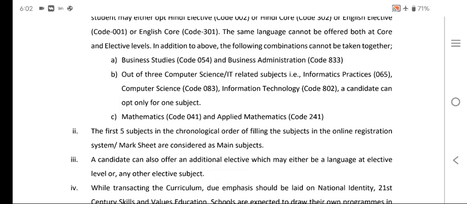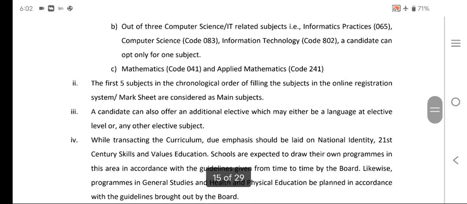Computer science or IT-related subjects like information technology, computer science, or information practice cannot be taken together along with computer science. And mathematics and applied mathematics both cannot be taken together. The first 5 subjects, in the chronological order of filling the subjects in the online registration system mark sheet, are considered as the main subjects.